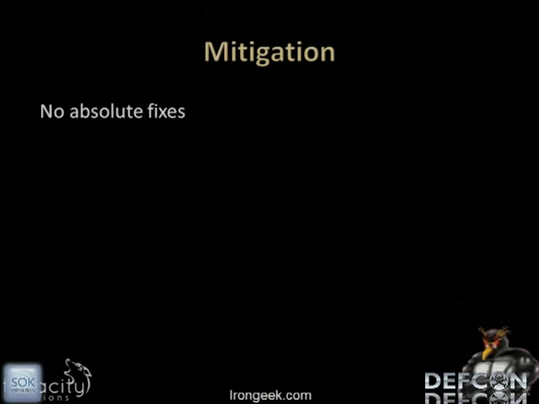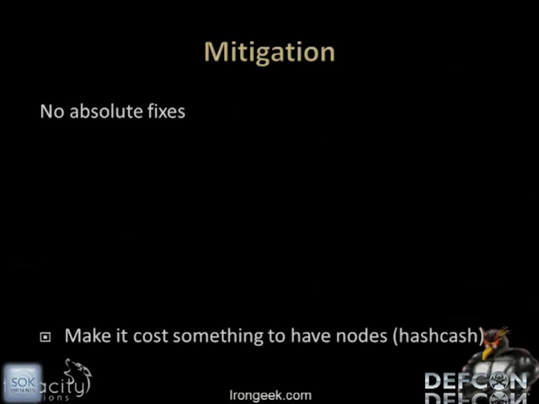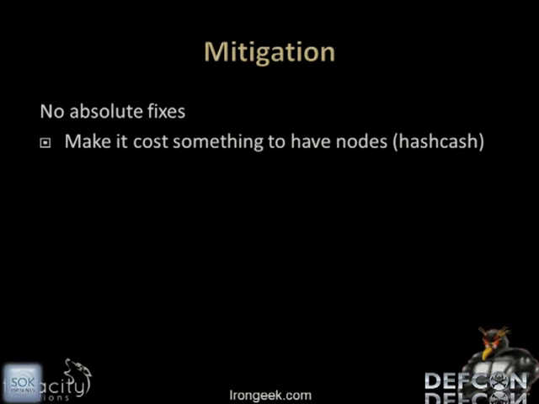Now, there's no absolute fixes out there for Sybil attacks. You can make it cost more to have nodes in the network so that someone can't spin up 5,000 nodes to try to manipulate it, using some kind of proof-of-work algorithm like hashcash. How many people are familiar with Bitcoin? Bitcoin, then, it's a similar concept. You have cryptographic problems that are easy to check whether or not someone got them right, but hard to actually calculate CPU-wise, or take longer to calculate CPU-wise.